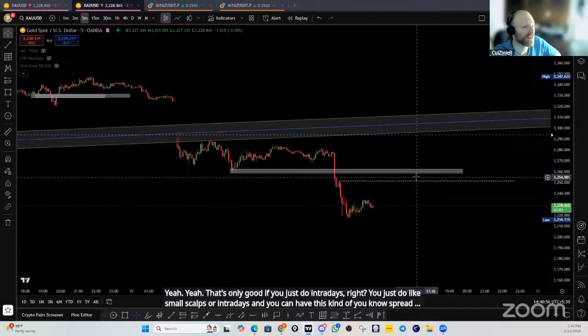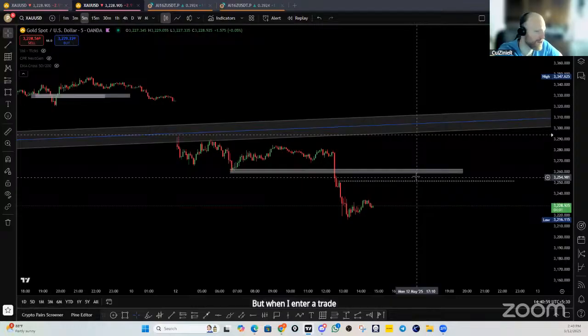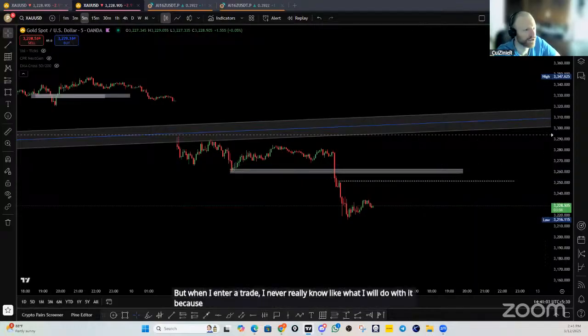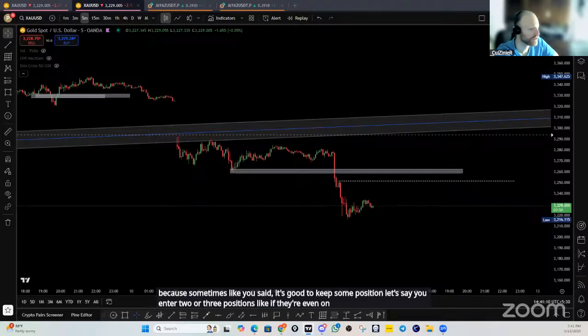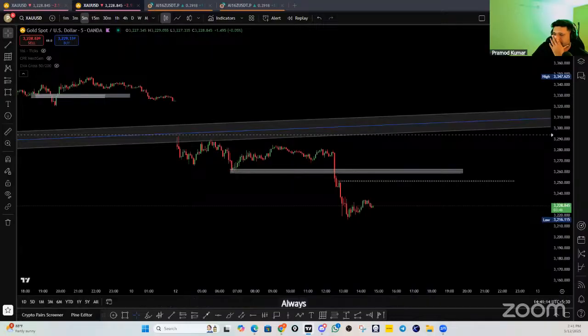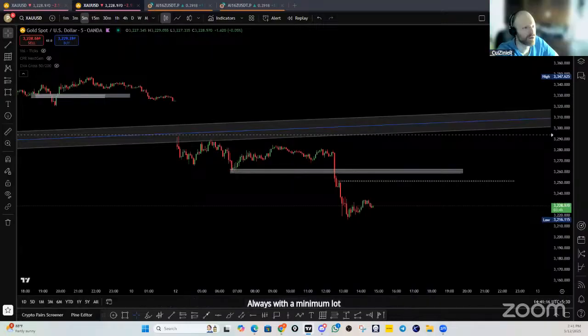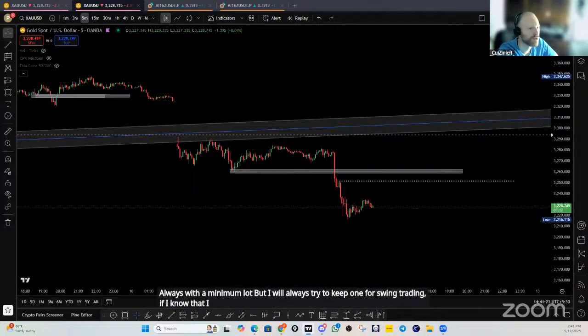But when I enter a trade, I never really know what I will do with it because sometimes, like you said, it's good to keep some position. Let's say you enter 2 or 3 positions, even on gold. Sometimes I enter 2 or 3 positions, but always with a minimum lot. But I will always try to keep one for swing trading if I know that I entered in a very good area, like a very good point of interest. So I try to keep it.